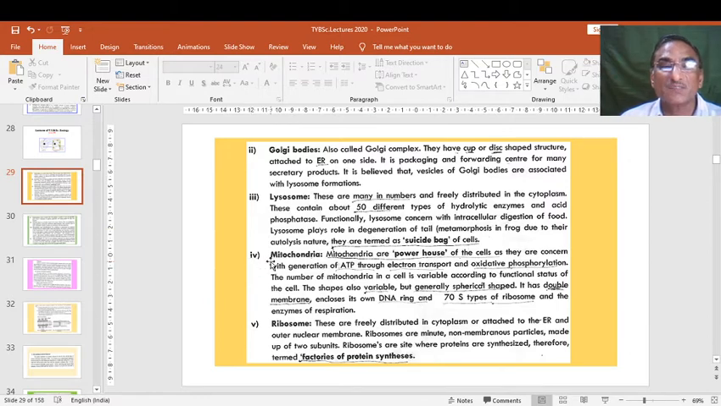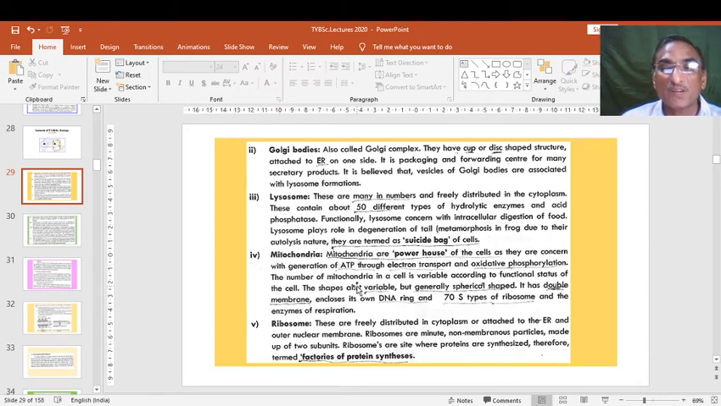The fourth organelle is the mitochondria, which we generally call the powerhouse of the cells because they generate adenosine triphosphate, ATP. They are concerned with the generation of the energy rich compound ATP through the electron transport chain or electron transport mechanism. This is a peculiar mechanism. This is the specificity of mitochondria: electron transport chain and oxidative phosphorylation.